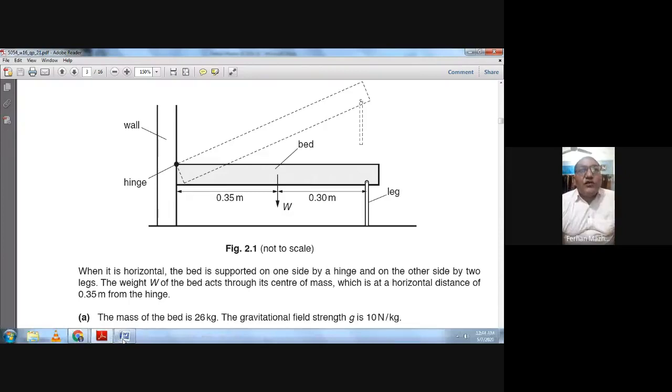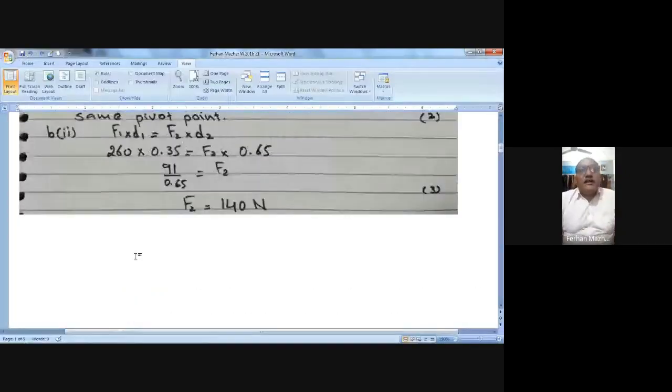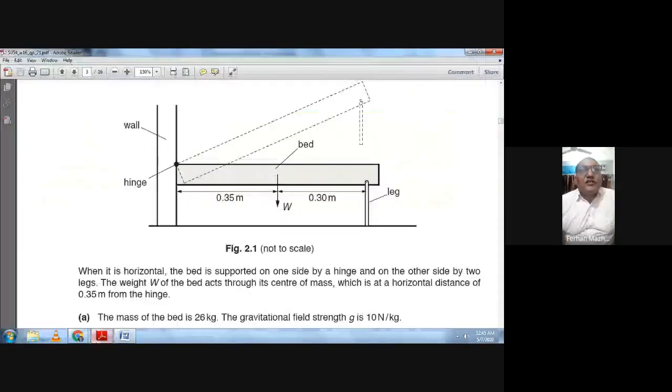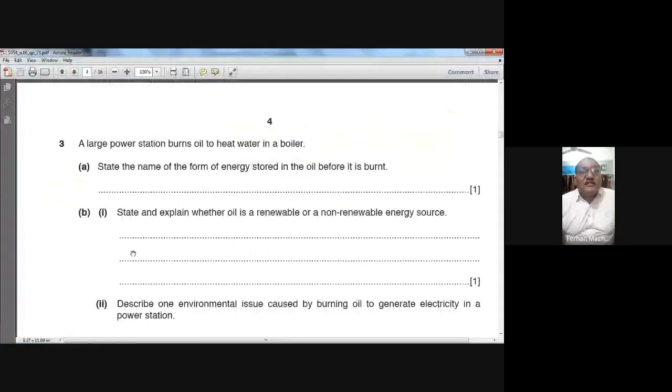On your screen, I hope you can see F1 D1 equals F2 D2. 260 multiplied by 0.35 equals F2 multiplied by 0.65. So F2 will be 91 divided by 0.65, and F2 will be equal to 140 Newton. It is a three marks numerical. I hope you have understood it. So B, second part. Yeah, so question number 2 is done.